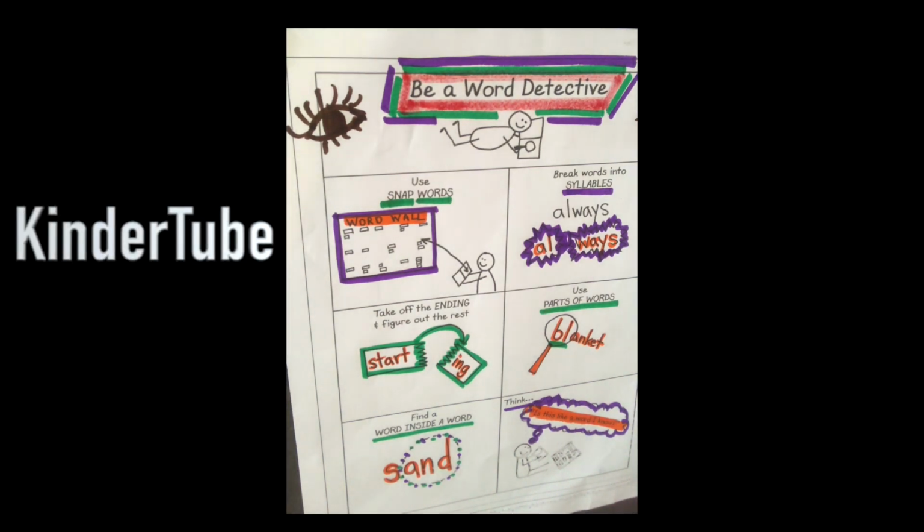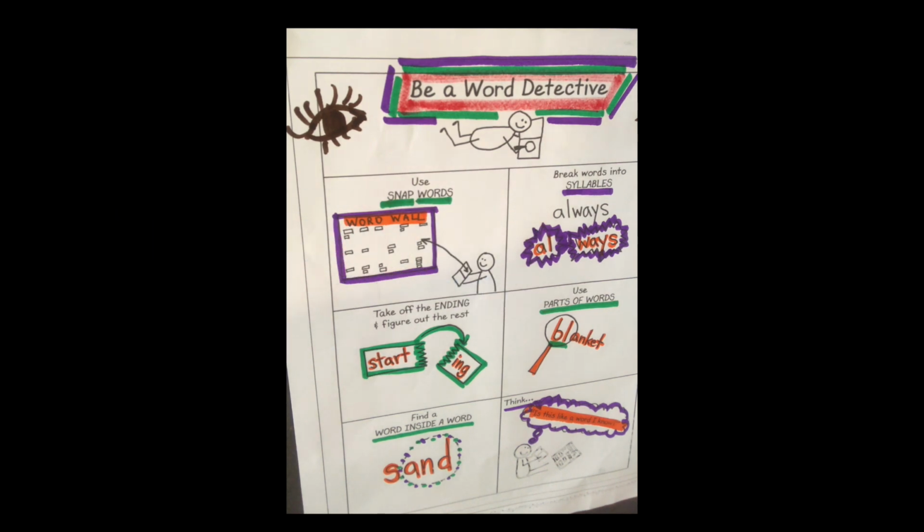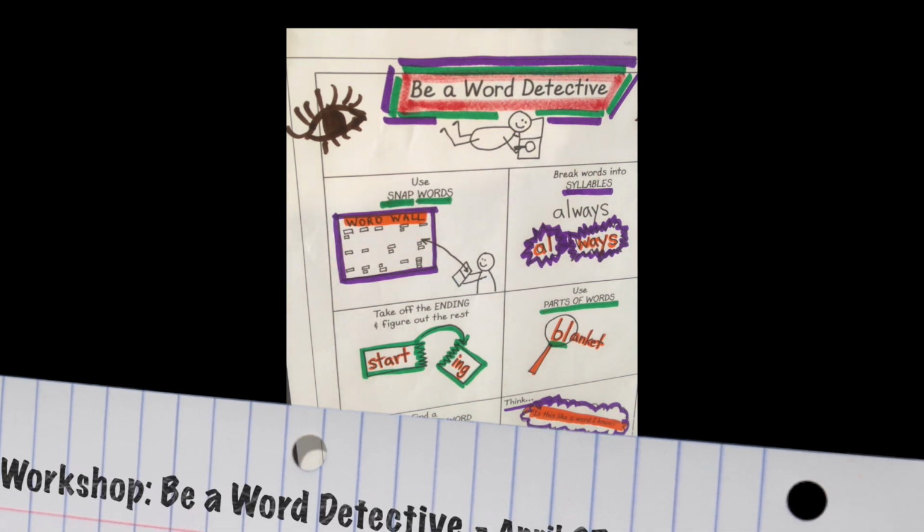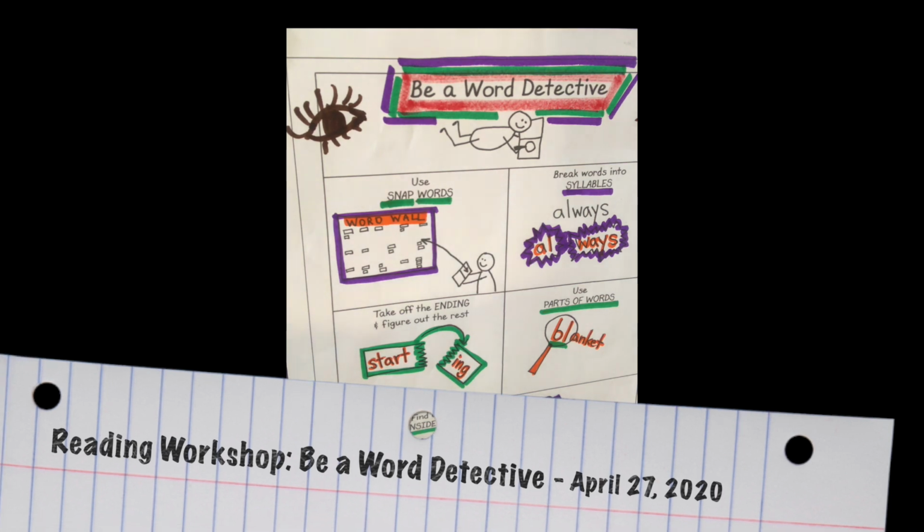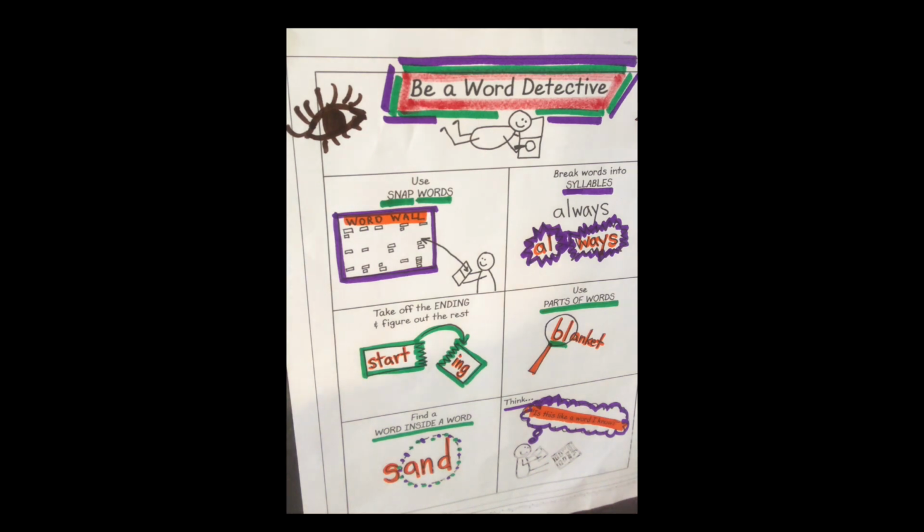Good morning, readers. This morning in Reading Workshop, we're going to talk briefly about how to be a word detective. We always use our eyes when we're reading, so I drew some eyes here to remind you to keep your eyes wide open. And when we look at the words, you're going to use the resources around you to help you when you come across a word.